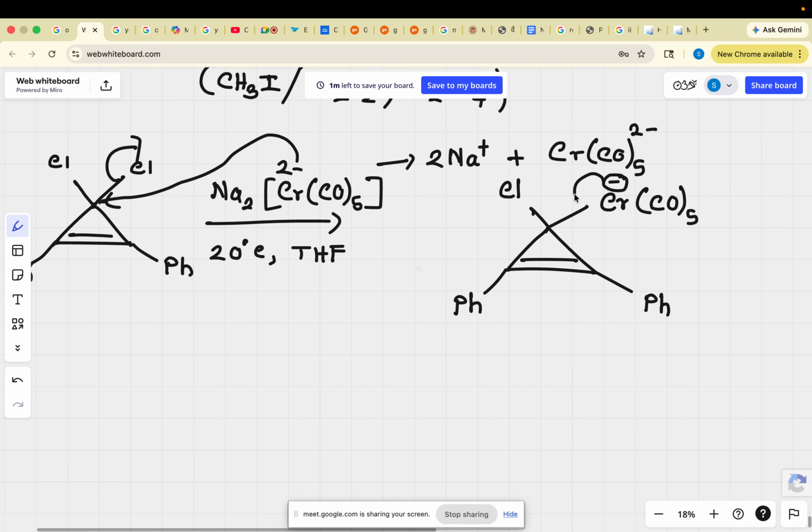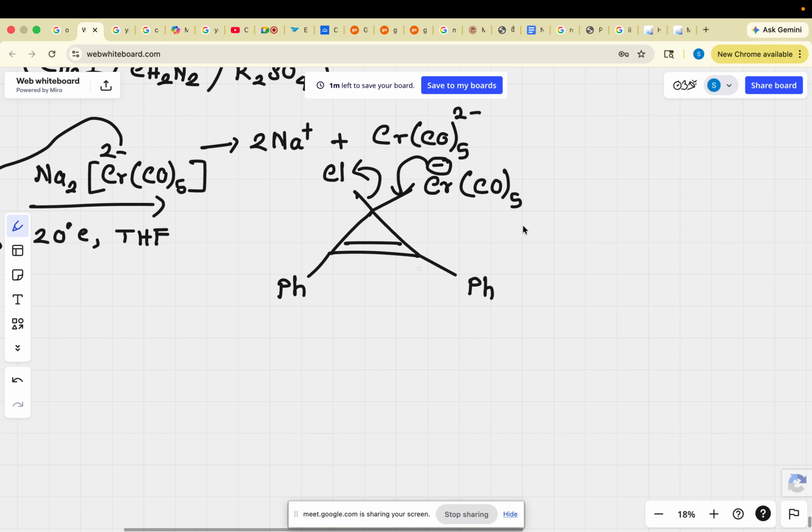Now this negative charge will come back and chlorine will leave from here. So what am I getting? So here you have phenyl, here you have phenyl, next you have double bond, here chromium Cr(CO)5. So that is the compound you have. Fine.